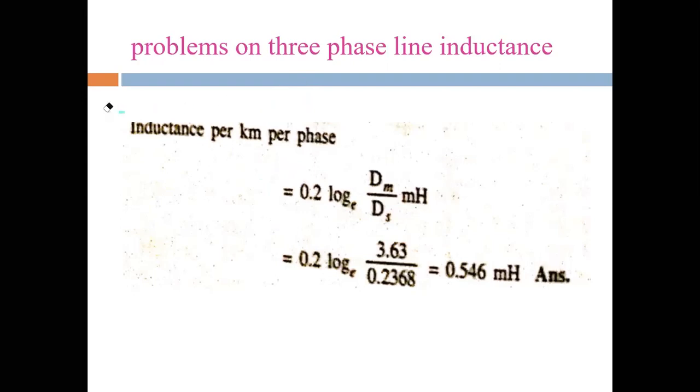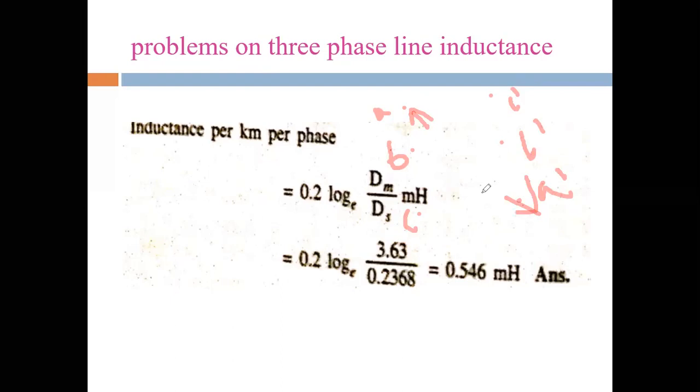Okay, suppose the conductors are arranged in parallel. This is the parallel connection of the conductors, that is A, B, C, C dash, B dash, A dash.